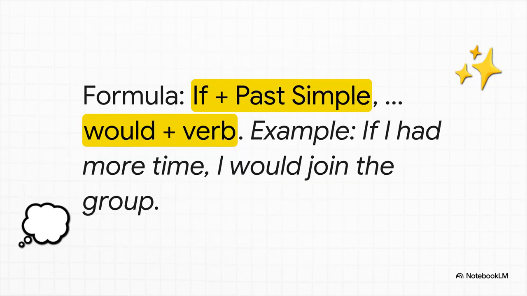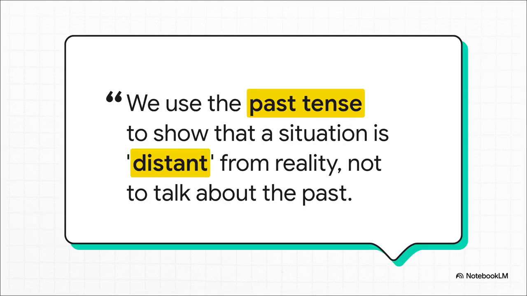Okay, this is where the grammar does something really cool. The formula uses the past simple tense in the if part and the word would in the result. For example, if I won the lottery, I would travel the world. But hold on, why are we using the past tense to talk about the future? Good question. I know exactly what you're thinking.